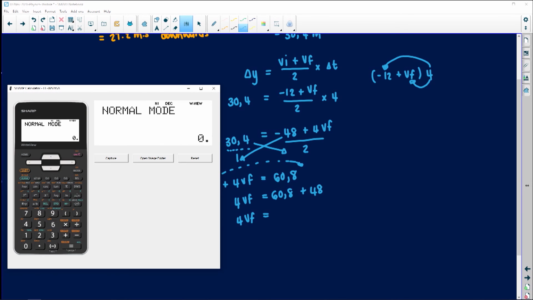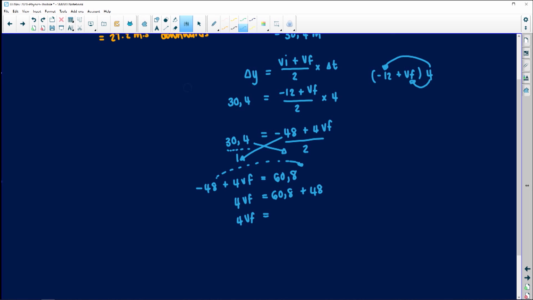So I'm going to have 60.8 plus 48. I'm going to have 108.8. Now I want to have VF as my final velocity by itself. I have to divide both sides by the number that is bothering the VF, which is the 4. I'm going to have VF.